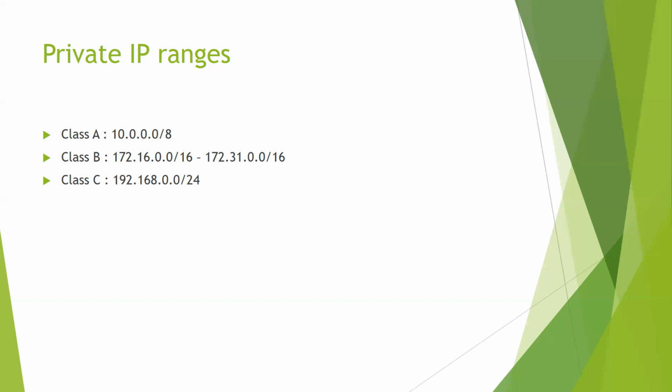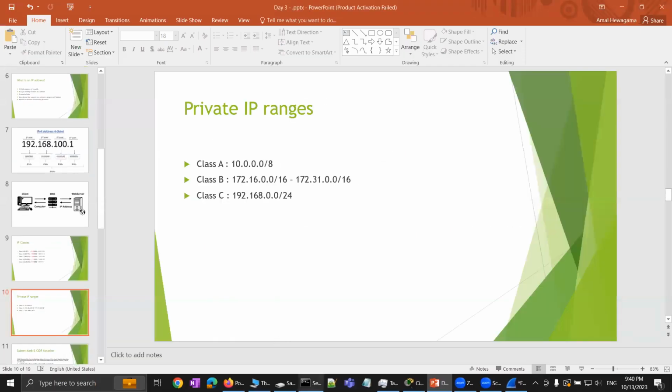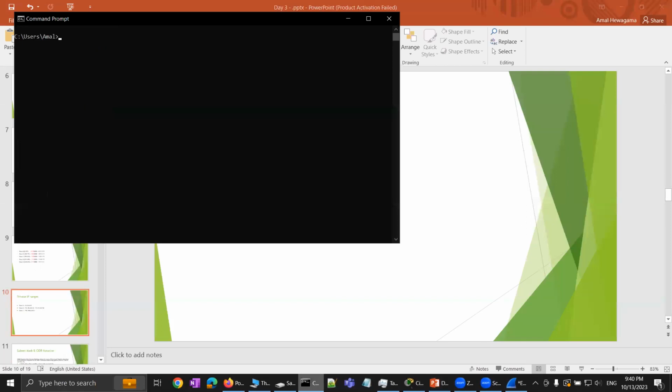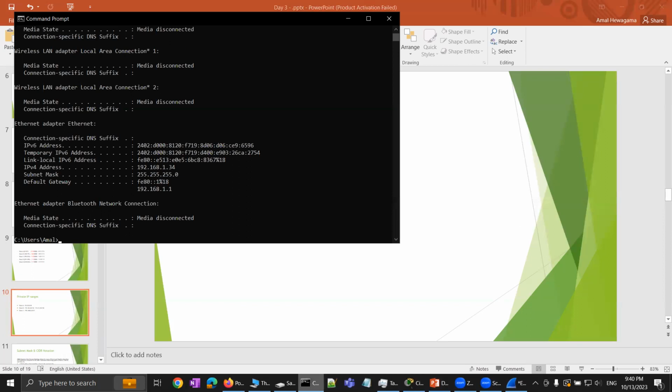Now, right now, I'm actually using a class C IP address. Let me figure if I can just type. It's 134. So yeah, as you can see, it's 192.168.1.34. So that's a class C IP address. If you look at yours, you'd be able to see it's definitely going to be either class C 192.168 something, or it's going to be 10 something.